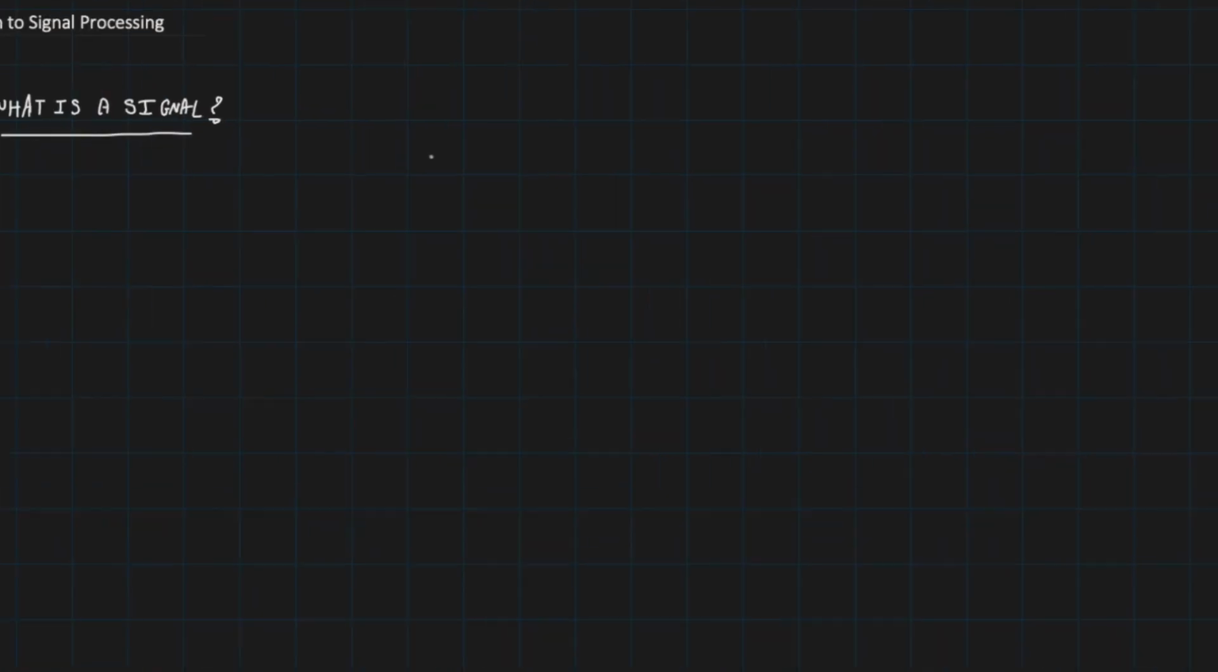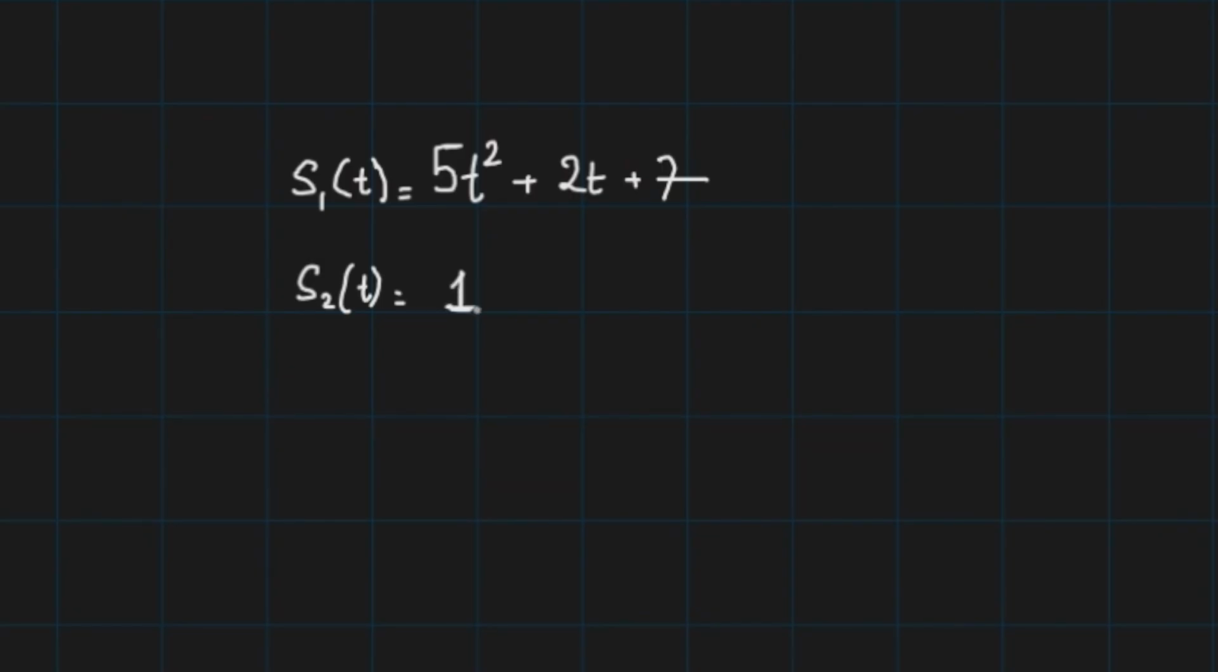For example, say I've got a signal S1 of t, that is, say, 5t squared plus 2t plus 7, right? This is one signal, right? You can also have another signal that depends on time, S2 of t, that is only 1, right? A constant. And you can have a signal, let's say S3 of t, that is cosine of t. As simple as that, okay?